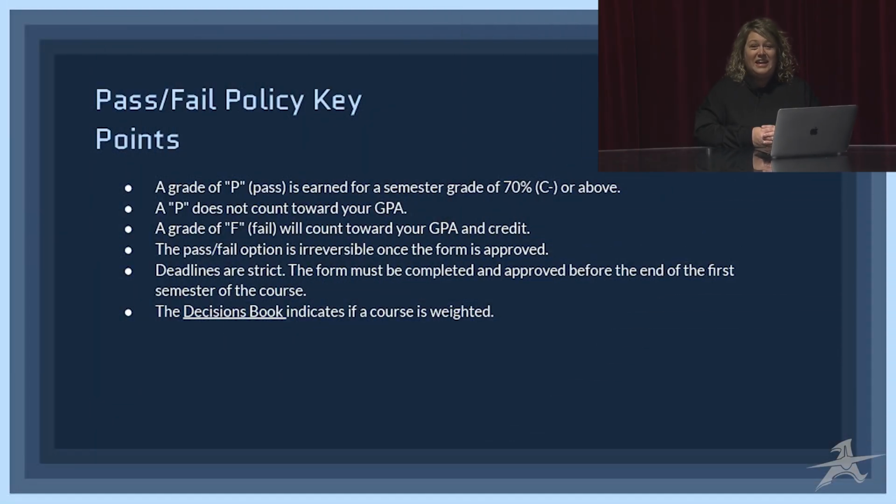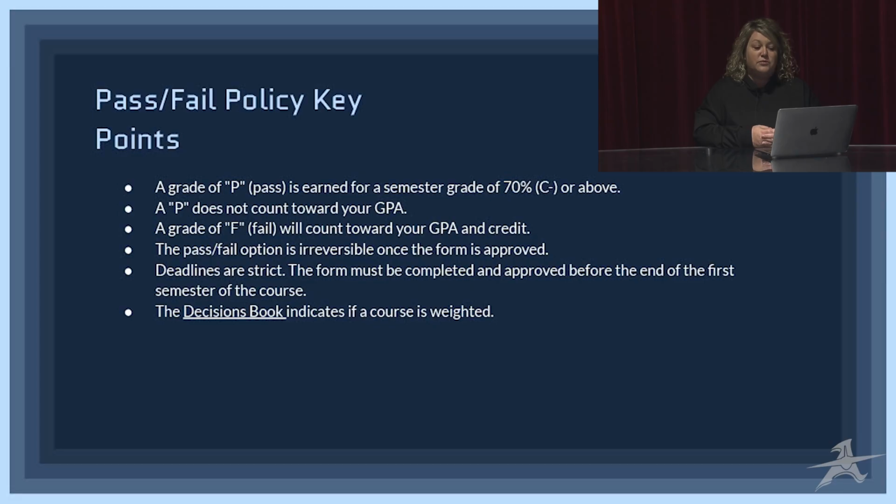So here are some key pass-fail policy points. If you opt to pass-fail a class, in order to earn a P or pass the class, you've got to earn a 70% or higher for the semester. A P does not count towards your GPA. If you earn below a 70%, you receive an F for the course, and that F does go on your transcript, and it does negatively affect your GPA. So even though you're pass-failing a class, it doesn't mean that you can just stop taking it seriously. We still want you to give it your best effort.